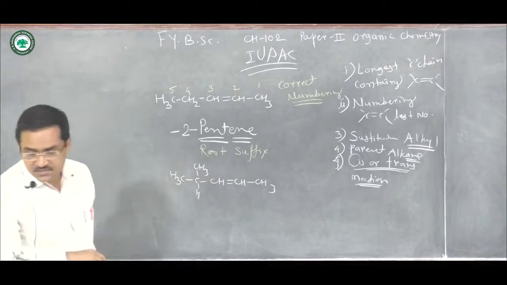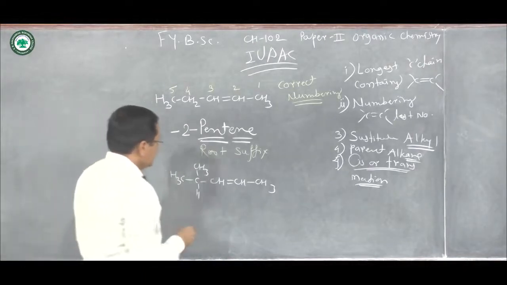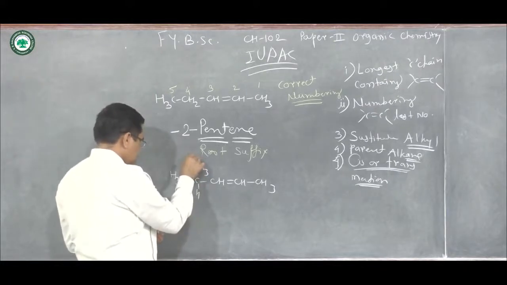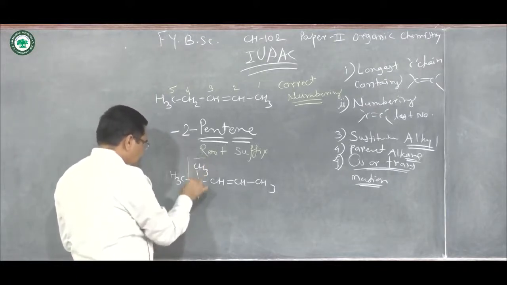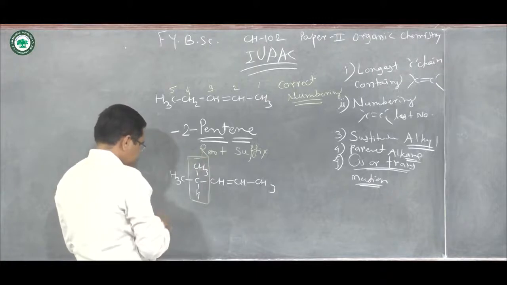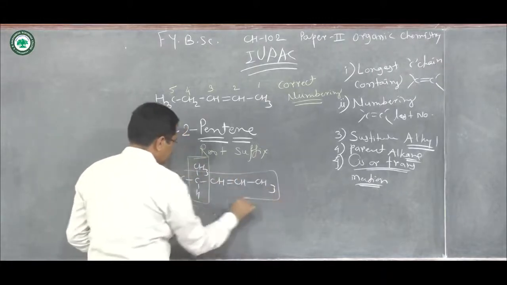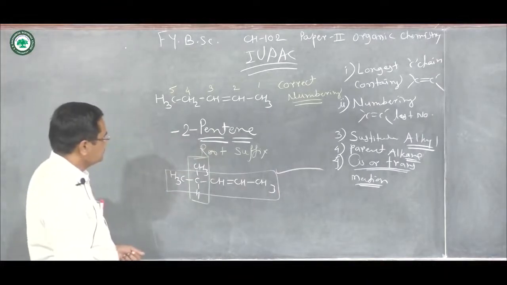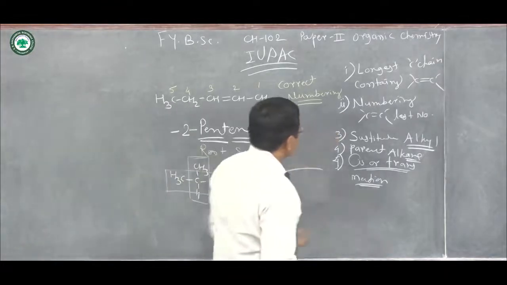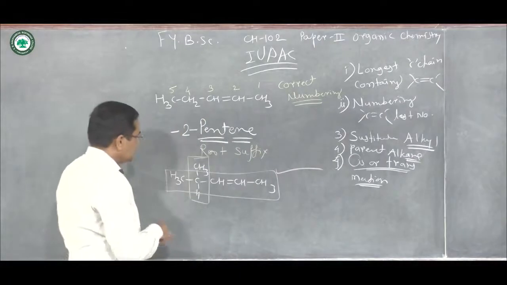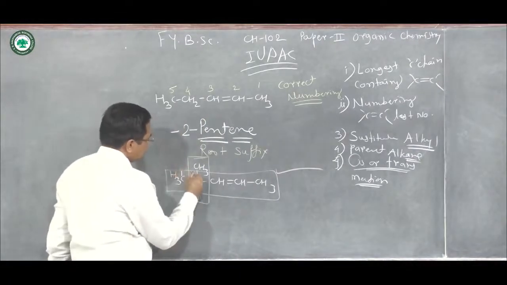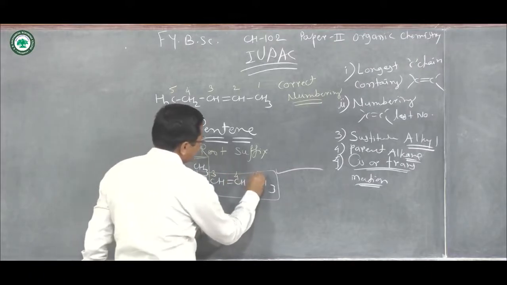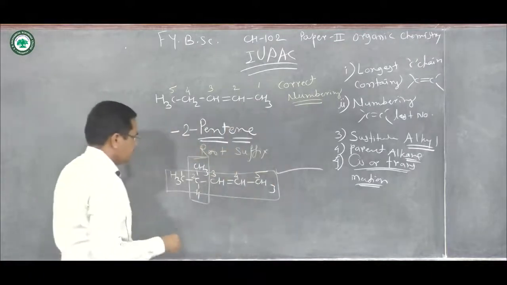Now in this case, there are 2 branches, 1 branch and 2 carbon chain, but this is the longest carbon chain. Then as per the second rule, numbering 1, 2, 3, 4 and 5.